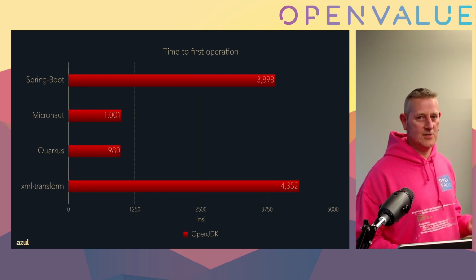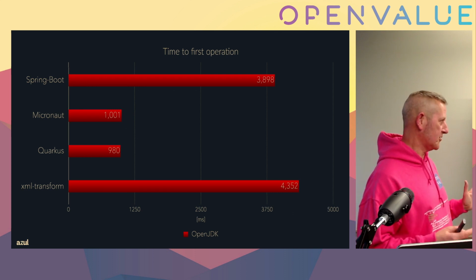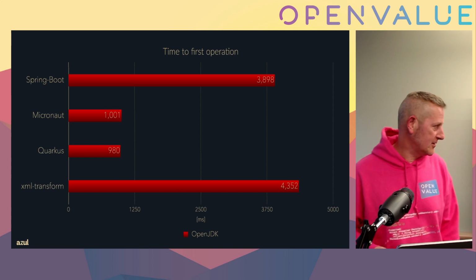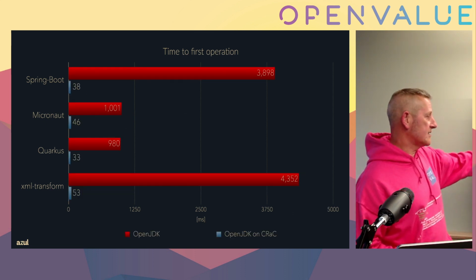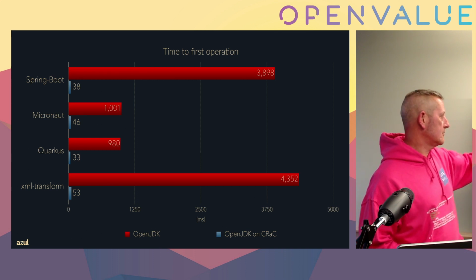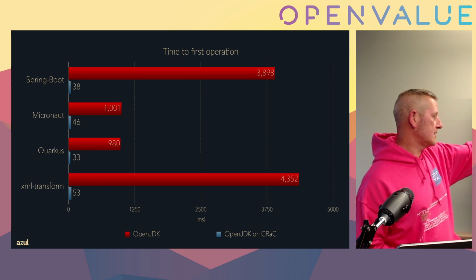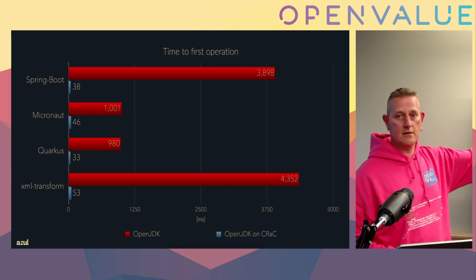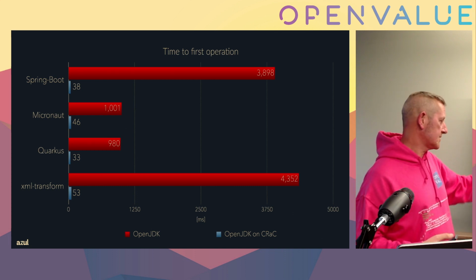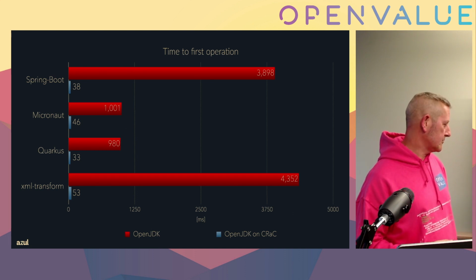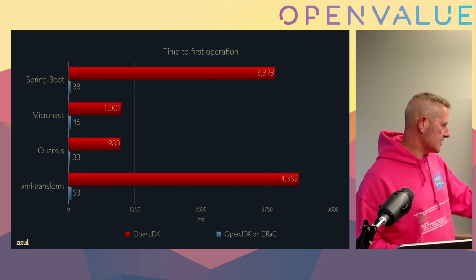Yeah, this is the stuff that we did, but they said they support CRaC, but I couldn't find anything on their website yet. But we are in contact with them. These have been the times after using CRaC. Spring Boot took around 4 seconds, and then it was 38 milliseconds to start it up. And then Micronaut, it was 1 second, which is fast, right? But 46. Quarkus was 980, 33, and this is just an XML transform.